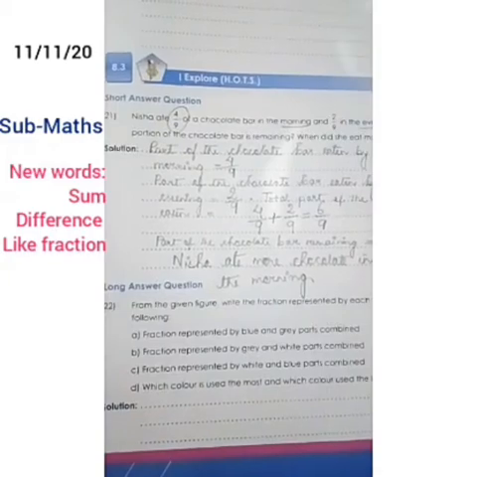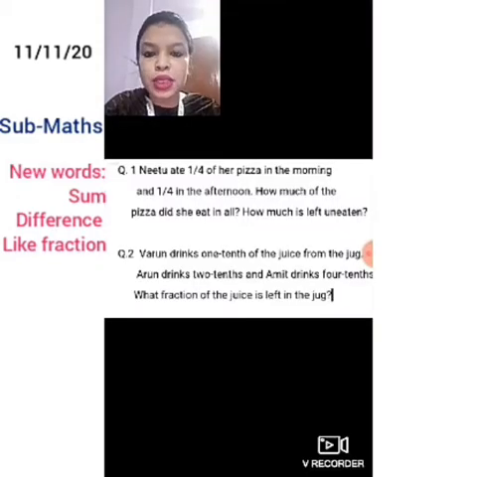So children, based on all the questions today, I have made 2 questions here. These are not very tough questions. So you can do this in your maths copy. The questions I'll be giving in the Google Classroom. You can write in your maths copy and send it to me. So let me read out a question here. Neetu ate 1 by 4 of a pizza in the morning and 1 by 4 in the afternoon. How much of the pizza did she eat in all? How much is left uneaten?